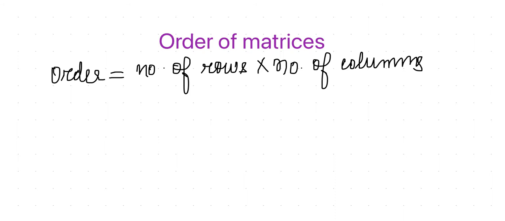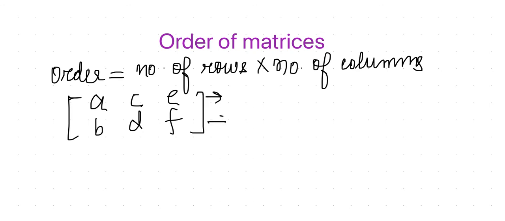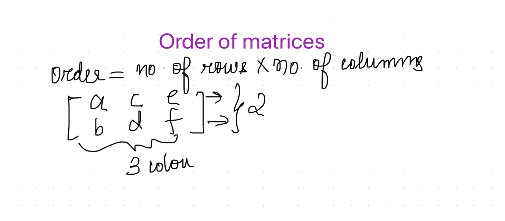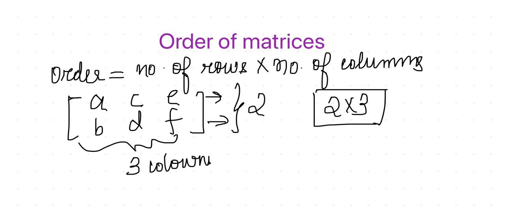Suppose this is the example which I have: A, B, C, D, E and F. Clearly you can see here how many rows I have: 2 rows, and how many columns I have: 3 columns. So how will I write the order of this matrix? The order of this matrix will be written as 2 into 3, number of rows into number of columns. So if in the question they ask you to write down the order of a particular matrix, you will write like this: 2 into 3.